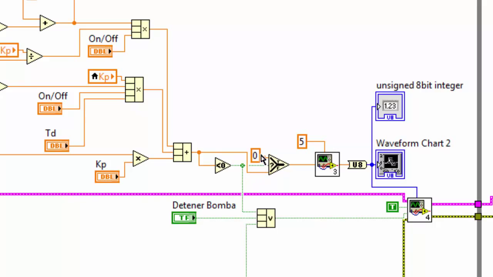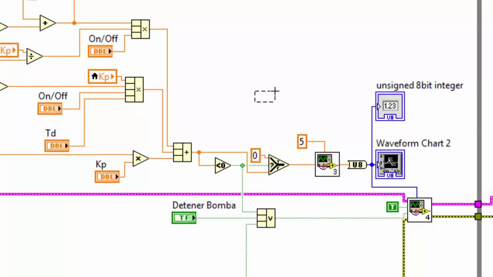If it's true, we send a value of 0 to the pump, and also we ensure that the pump is stopped. Also, we have an emergency button to stop the pump, and when we stop the cycle, the pump also stops.